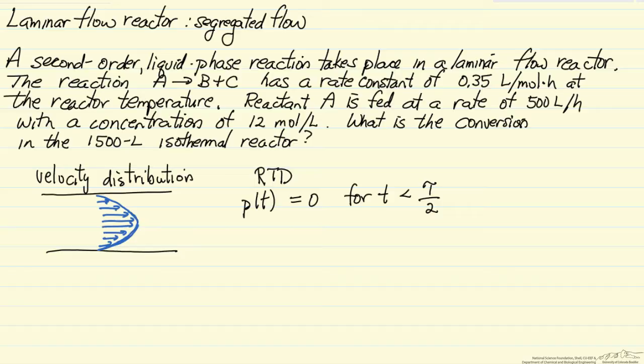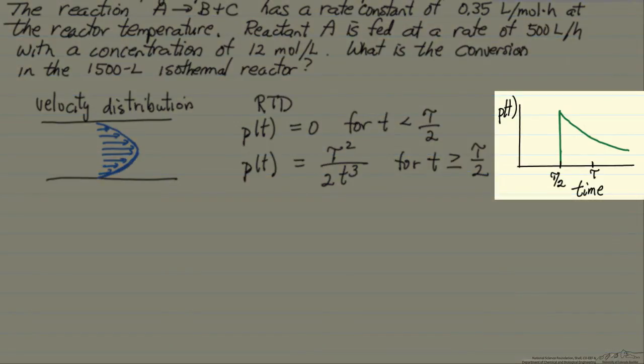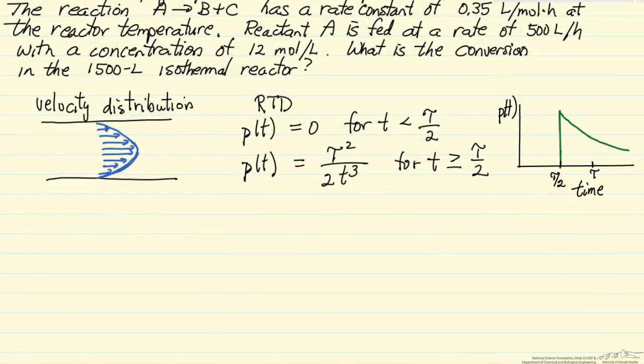If we did a pulse tracer experiment to get the residence time distribution, the center of the tube arrives first, at half of the space-time. And the residence time distribution is then equal to tau squared over 2 t cubed for all t greater than or equal to tau over 2. And we can plot what this looks like to give a better feeling for the behavior. So here's the residence time distribution plotted as a function of time: 0 up until tau over 2, and then this decay is t to the minus 3.